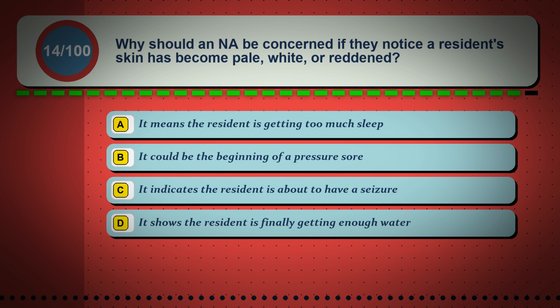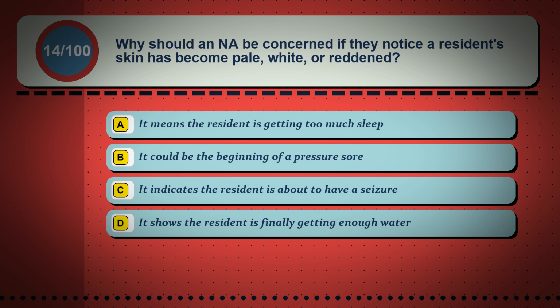Question 14. Why should a NA be concerned if they notice a resident's skin has become pale, white, or reddened? Option A, it means the resident is getting too much sleep. Option B, it could be the beginning of a pressure sore. Option C, it indicates the resident is about to have a seizure. Option D, it shows the resident is finally getting enough water.